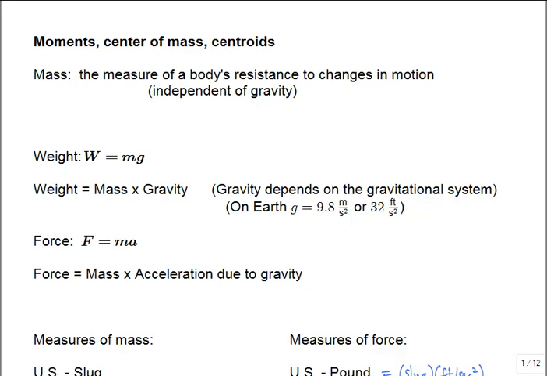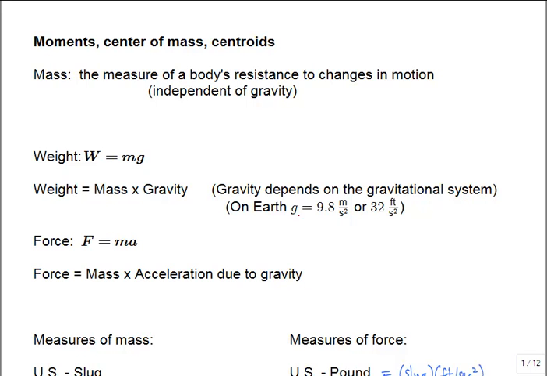Mass is defined to be the measure of a body's resistance to changes in motion. It's independent of gravity, so mass is not considered a force. But if you take a mass and multiply by gravity, that turns it into a weight, which is a force. So weight is mass times gravity, where gravity depends on the gravitational system that you're in.